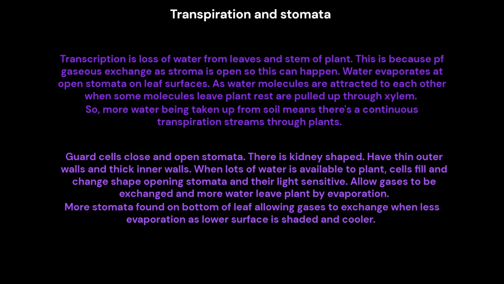Transpiration and stomata. Transpiration is loss of water from the leaves and stem of a plant. This is because, for gaseous exchange, stomata are open, so this can happen. Water evaporates at open stomata on leaf surfaces. As water molecules are attracted to each other, when some molecules leave the plant, the rest are pulled up through the xylem. So, more water being taken up from soil means there's a continuous transpiration stream through plants.